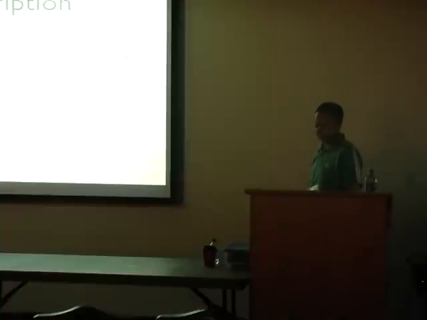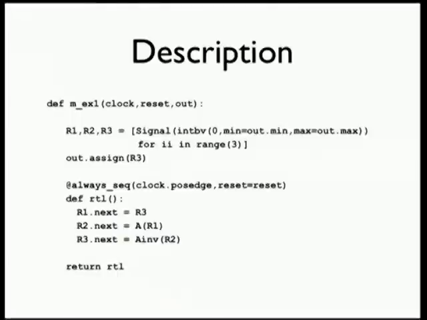Okay. So now if I want to describe this using Python and the MyHDL package, I want to actually describe what's happening. So I define a module, and I say I'll have a bunch of signals, and those signals will be my registers. And I want to say that whenever I get this positive edge of this clock, I want to do something. So here I'll say R1 next will equal R3. R2 next will equal the R1 passed through this function A. R3 next will equal the A inverse of R2. So this is how in Python, using the MyHDL package, we can define the circuit that happened.